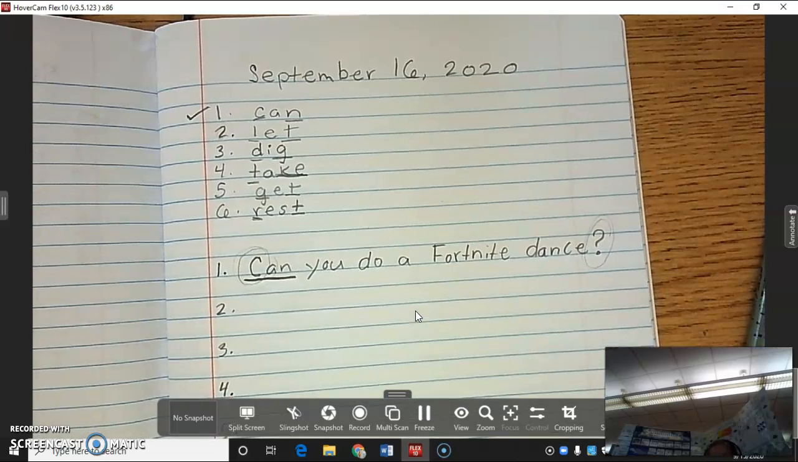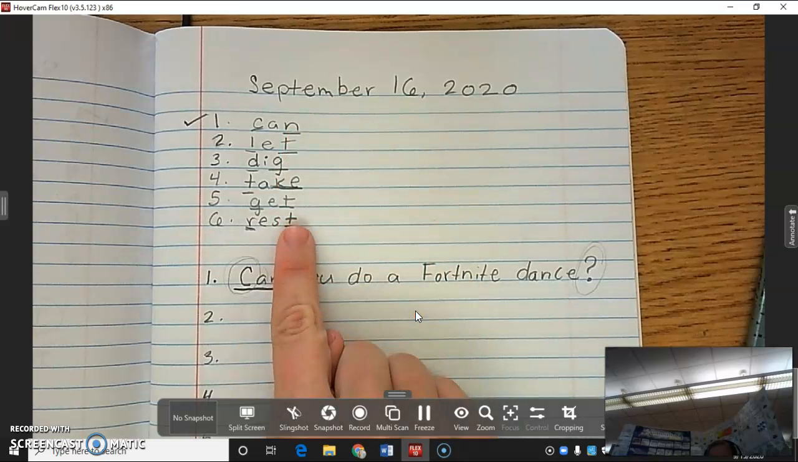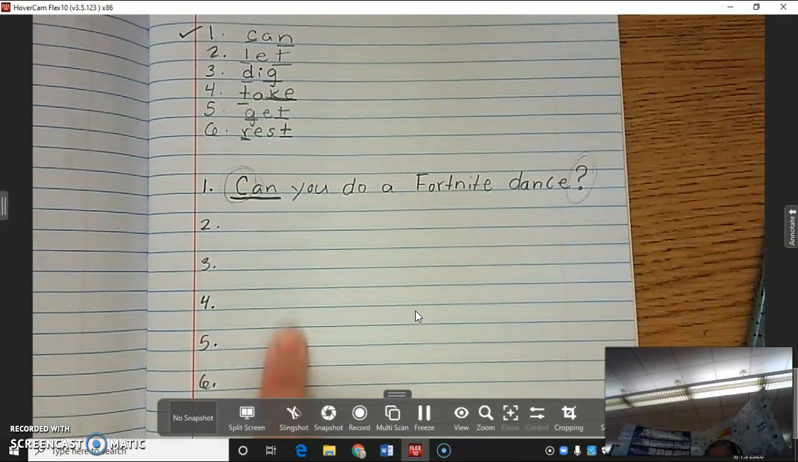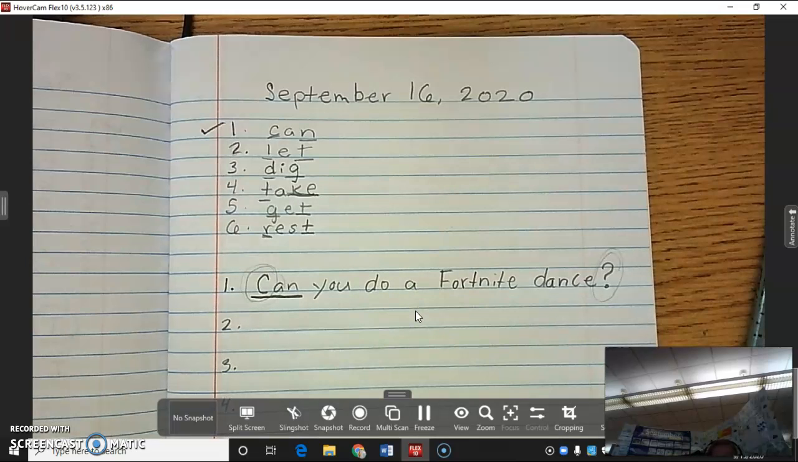Go ahead and you're going to get out your notebook. You can write the date. You're going to write your spelling words, and you're going to write all of the sentences. If you need to pause this video, go ahead and hit pause so that you can write the date at the top.